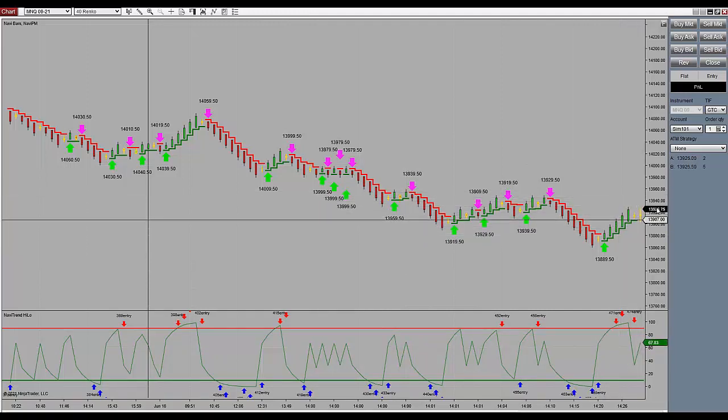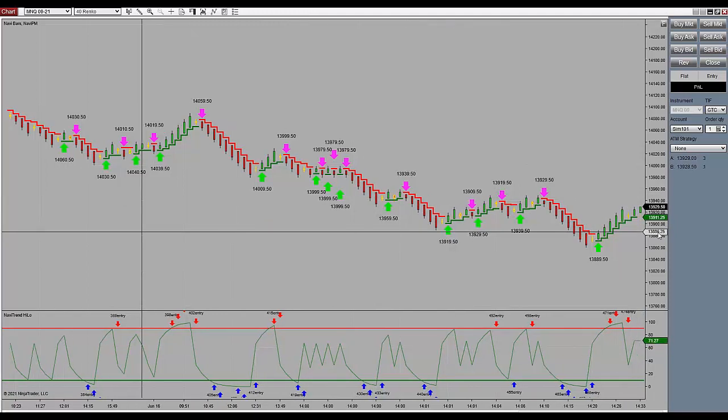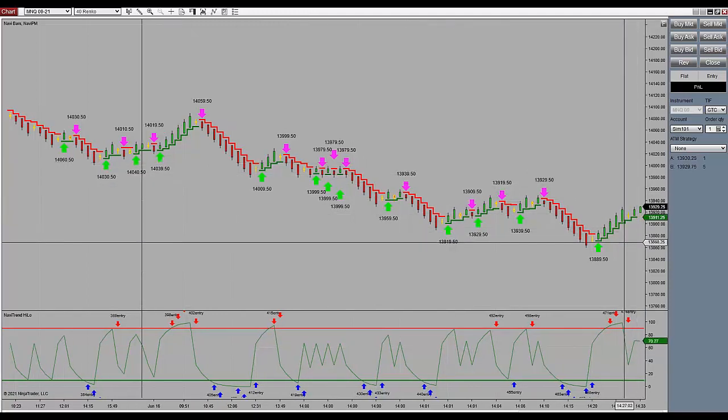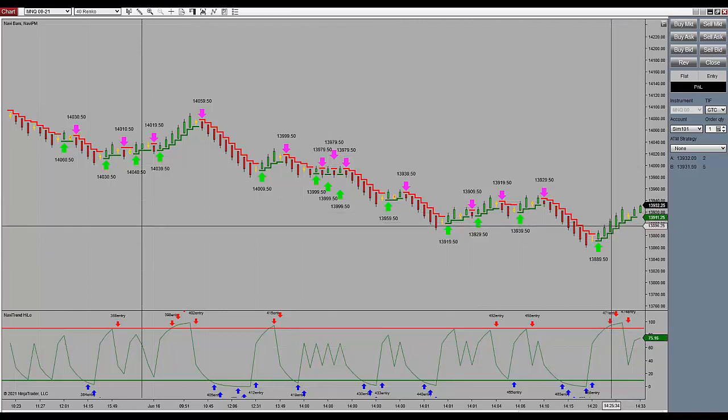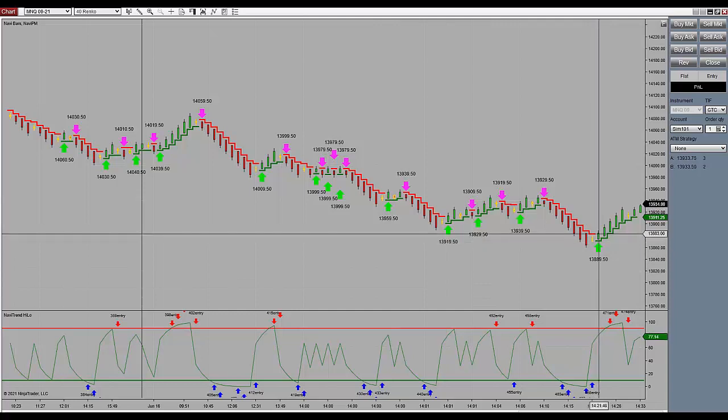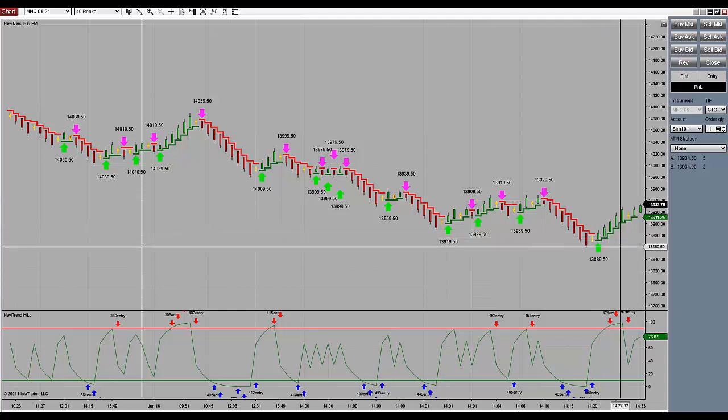Okay, so for right now, the Nasdaq is moving up. Let's see if that continues. Okay, so Nasdaq currently moving up. All right, so we had a signal back there at 13,889.50. Right now we're at 13,933.